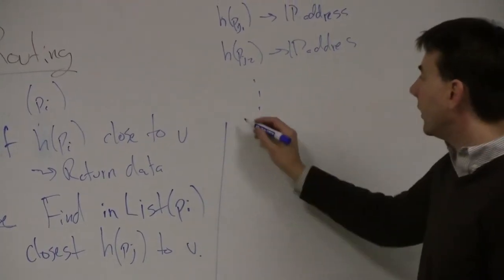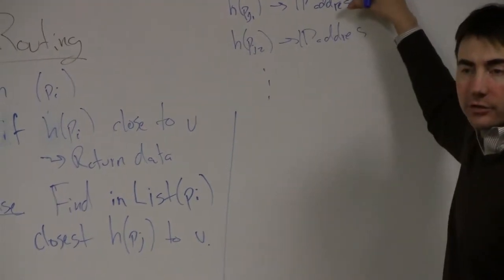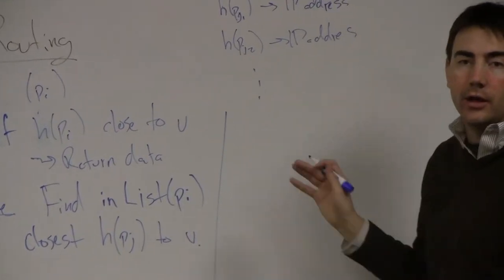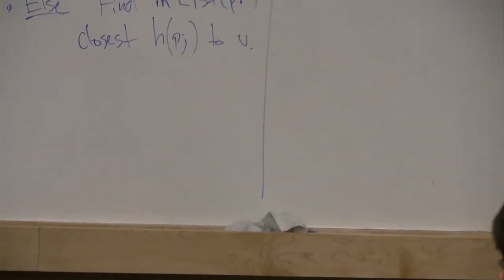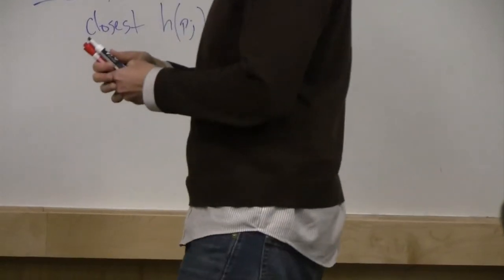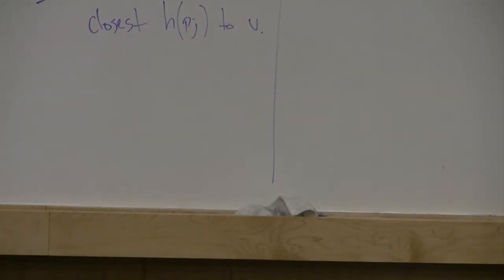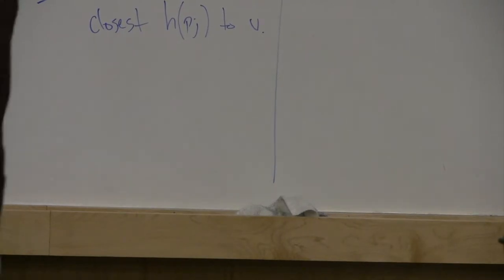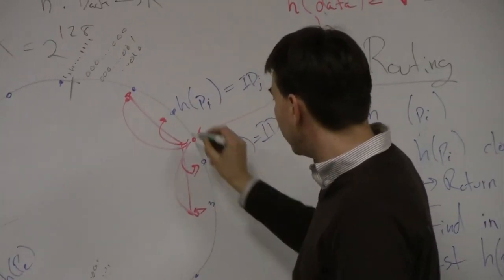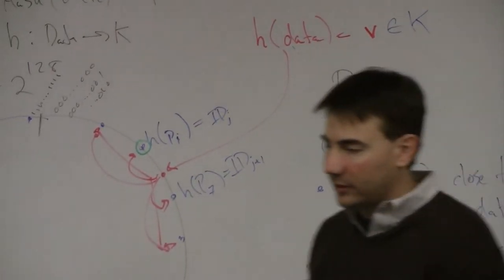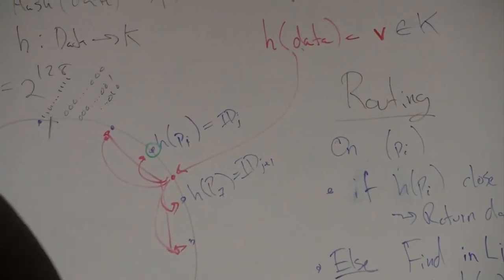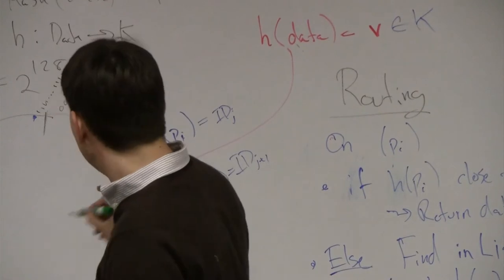The question now is, how do you construct this list so that you're guaranteed that it's not going to take too long and you don't have too many elements in the list? Let me start by drawing a picture of how this list should work. I'm going to think of this list from one node, let's say it's this one here. Which other nodes are going to be in this list? You're going to break this down into a few groups.